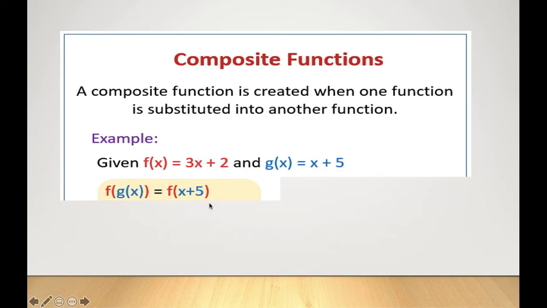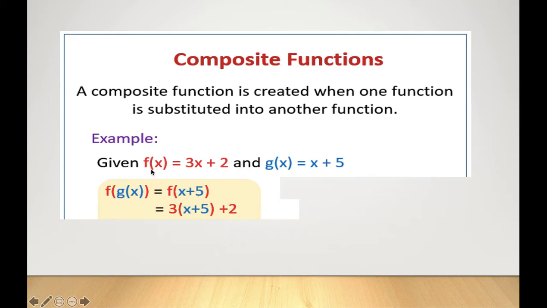So how can I rewrite this? I can rewrite it with 3 in place of x. I am going to substitute our input, x plus 5, so 3 times (x plus 5) plus 2. That's how you find f of g of x. I'll repeat the step once more: f of g of x means g is performed first and then f is performed on the result.